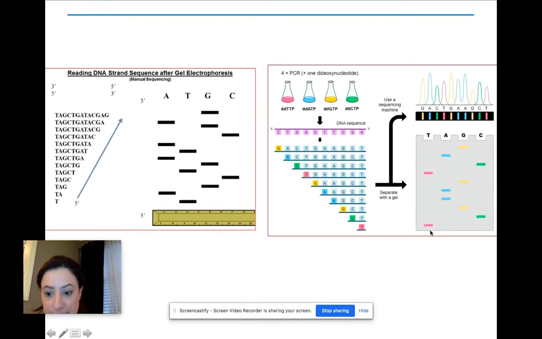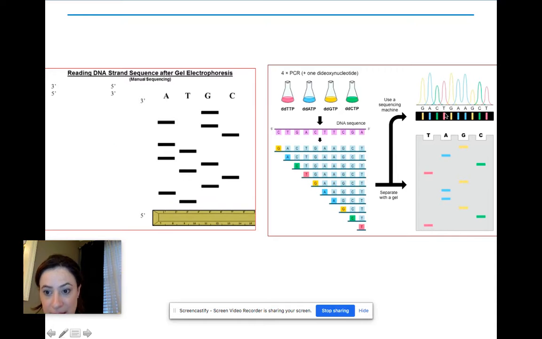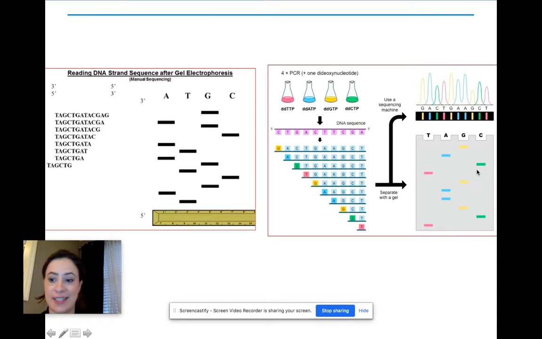And on this side, reading it from here to up here, we have T, C, G, A, GTCAG. And that's how the sequence can be read.